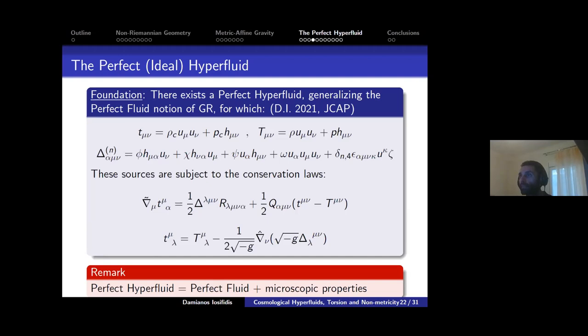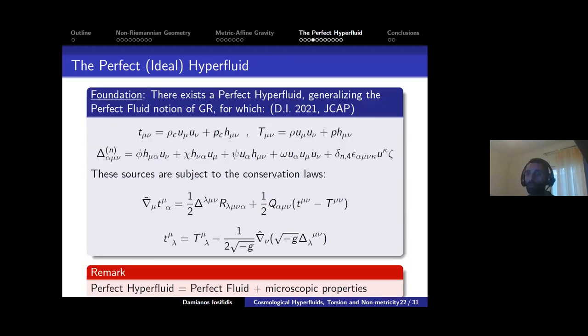And these are subject, so now if we take the conservation laws, the conservation laws we discussed earlier take this form. So we see here again how we have these modifications due to the microstructure. What we can say briefly is that the perfect hyperfluid is a perfect fluid with microscopic properties included.